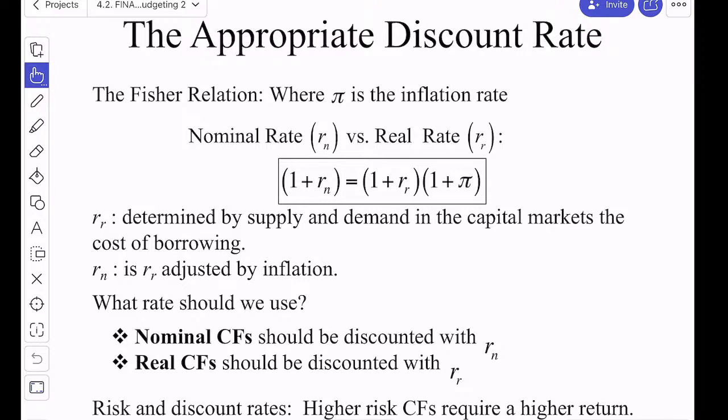Remembering that if there is inflation, I'll indicate it, and if I want you to talk about inflation, or if I want you to extract or speak of the real rate of discount or interest, then I'll give you the information. Otherwise, assume that we're working with the nominal rates and nominal dollars always. And the rule is that you should take nominal cash flows and discount them with the nominal rate, and real cash flows and discount them with the real rate.